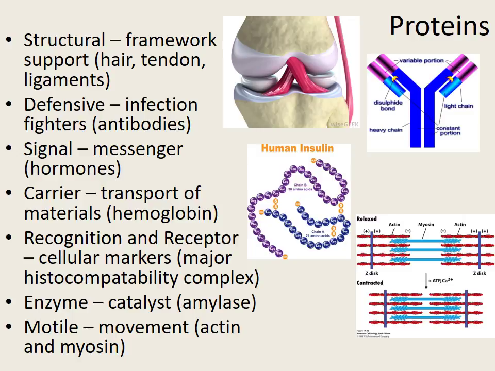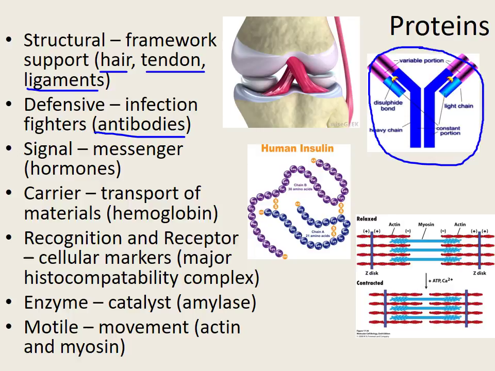Here are some examples of proteins and how our body uses them. Essentially for structure, like hair, tendons, or ligaments. Proteins are also used for defense, basically antibodies. That's over here, this little Y structure. These antibodies are signals that will identify pathogens, like bacteria or viruses that are floating around in our bloodstream.